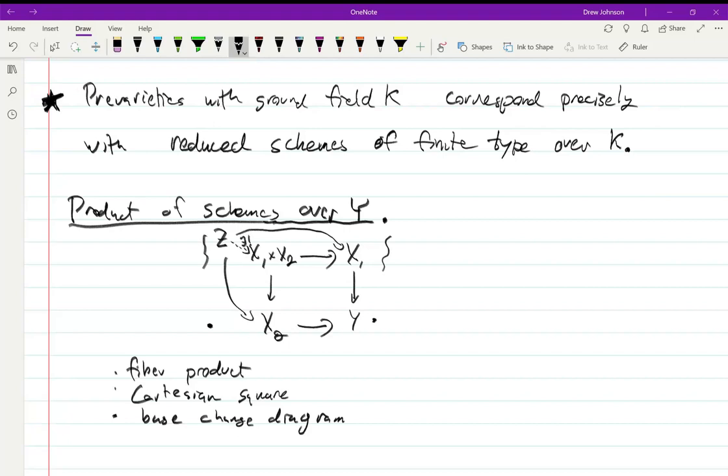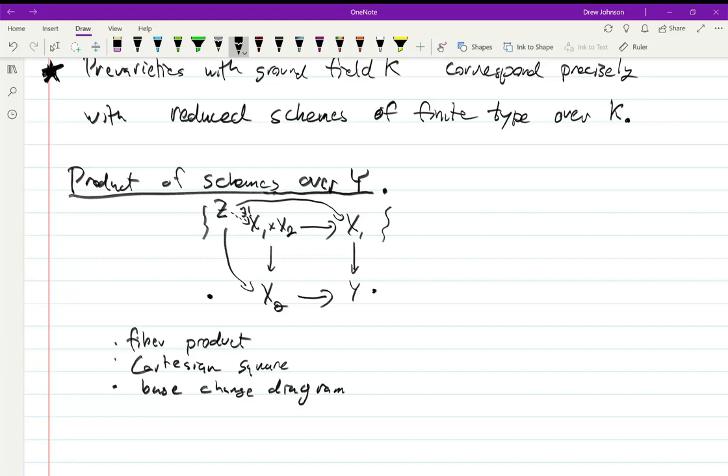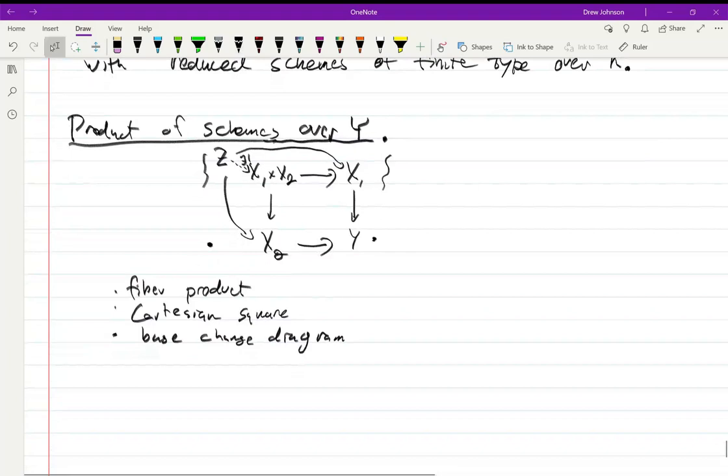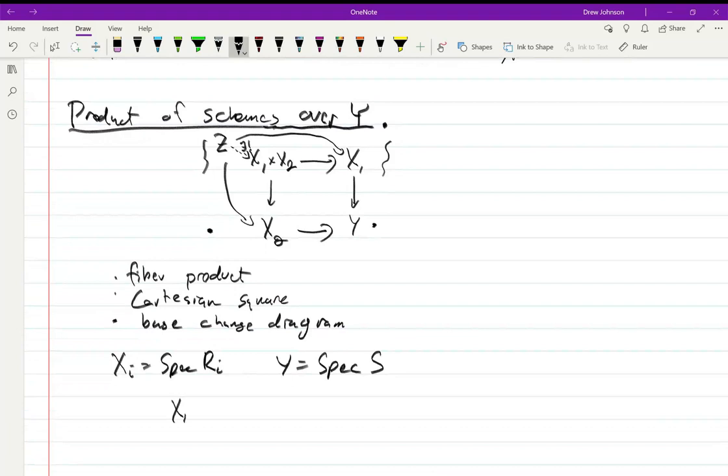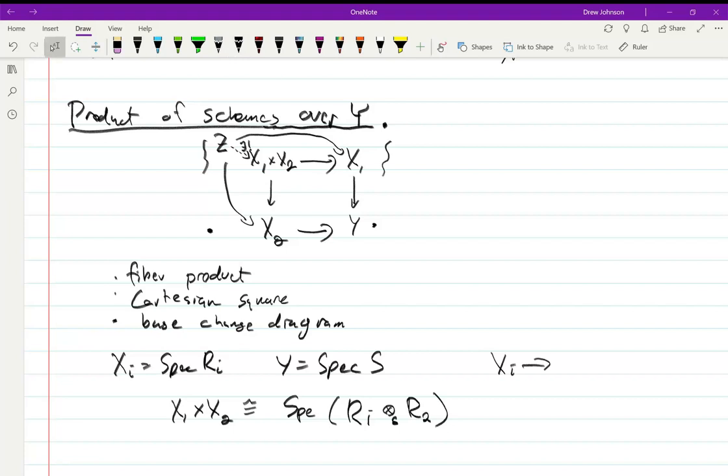If you have a scheme X1 over Y, but now you want to change your category to schemes over X2, you can do that with a map from X2 to Y using this here. There are some ways to think about this. For the construction, if X_i is the spectrum of R_i, and let's have Y also be affine, say Spec S, then the product X1 times X2 you can construct as the spectrum of R1 tensor R2 over S. Remember, R1 and R2 are S algebras. That follows from the fact that a map from X_i to Y corresponds to a map from S to R_i. So this tensor product makes sense. And for general schemes, you can glue these together to get what you want.